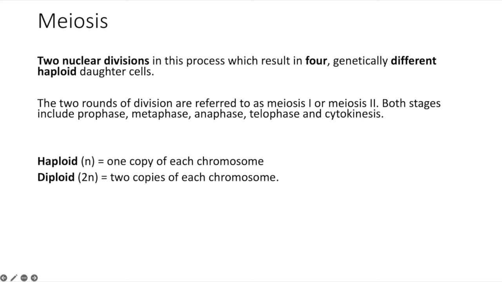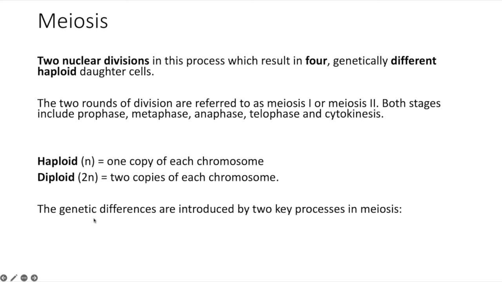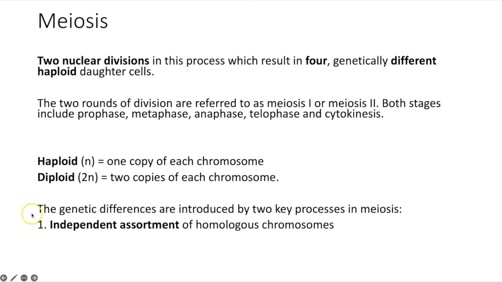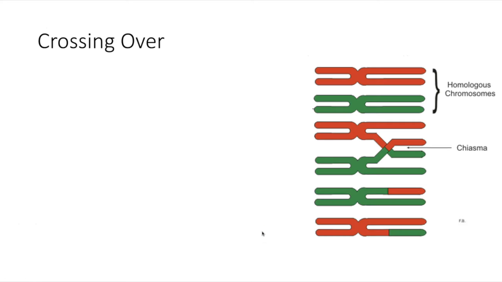And here's just a reminder of these two key terms, haploid and diploid, because that's going to come up as we go through the stages of meiosis. Now, the key stages that you need to know about actually happen in meiosis 1. The genetic difference is introduced by independent assortment of homologous chromosomes and crossing over, both of which happen in meiosis 1.